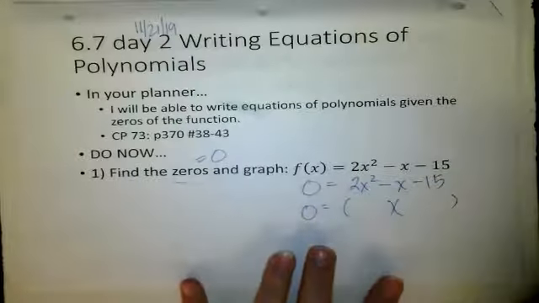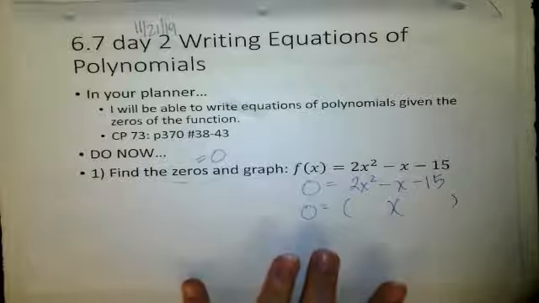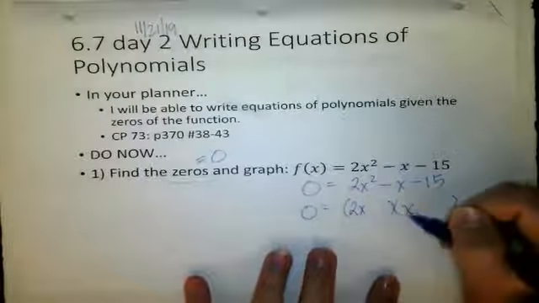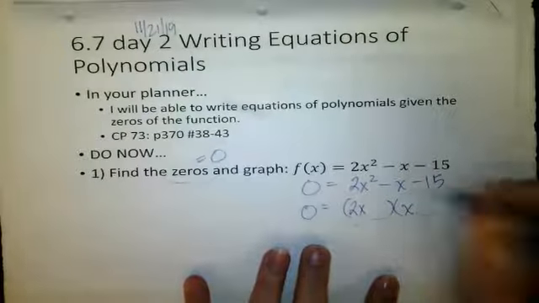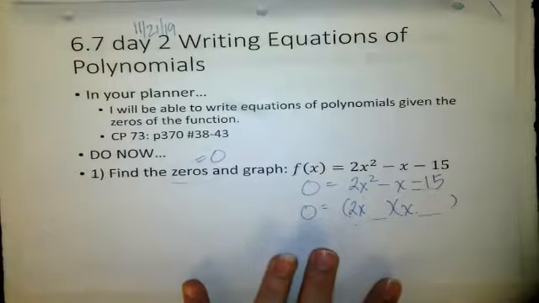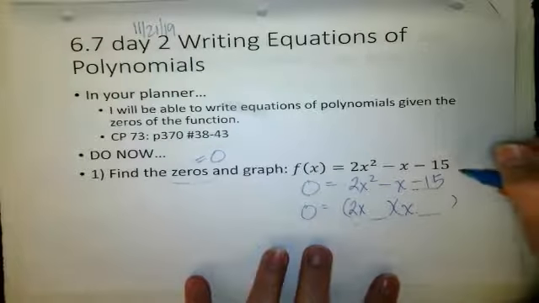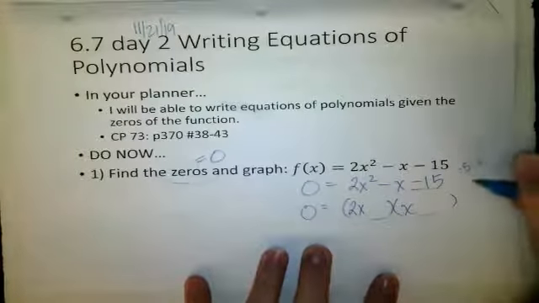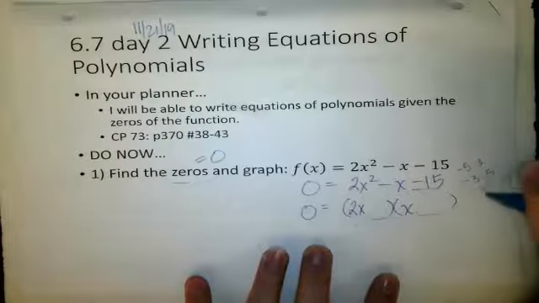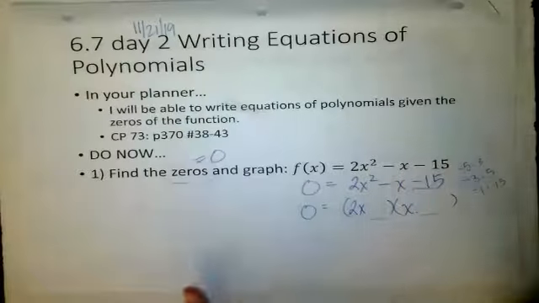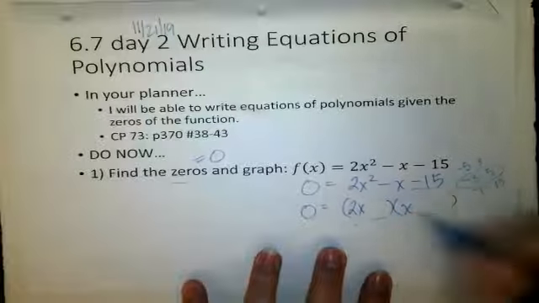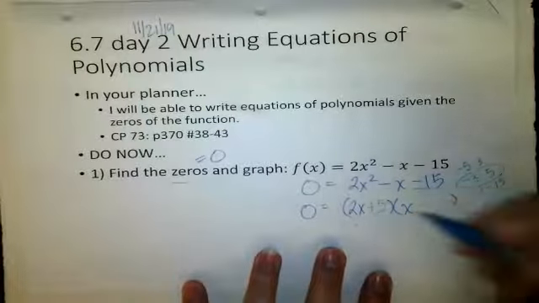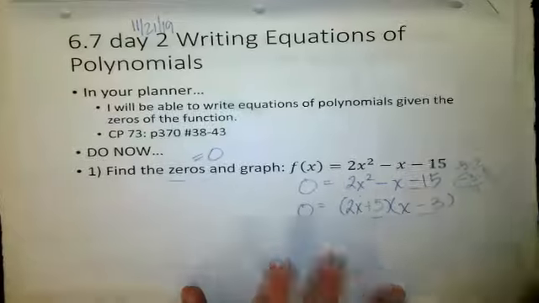What times what is 2x squared? 2x times x. And then last times last has to be negative 15. What times what is negative 15? Negative 5 and 3, or negative 3 and 5, or negative 1 times 15, or negative 15 times 1. You got lots of options there. I'm going to use the negative 3 and positive 5. I'm actually going to put the positive 5 on the inside and the negative 3 on the outside.